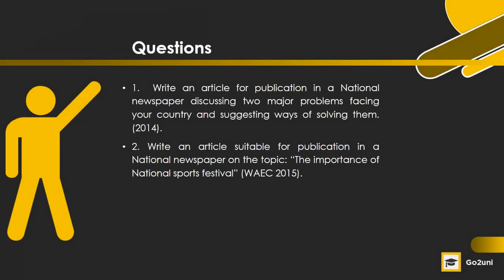And then there are some questions here that you may want to attempt. I want you to attempt them, at least one or two. Some of the past WAEC-NECO questions. The first one says, write an article for publication in a national newspaper discussing two major problems facing your country and suggesting ways of solving them. Then question 2 says, write an article suitable for publication in a national newspaper on the topic, the importance of national sports festival. So you can try them out.